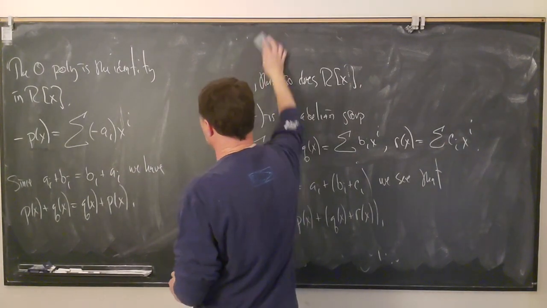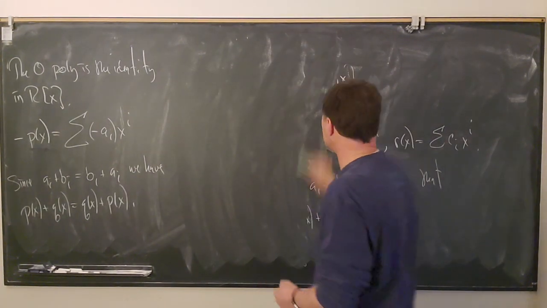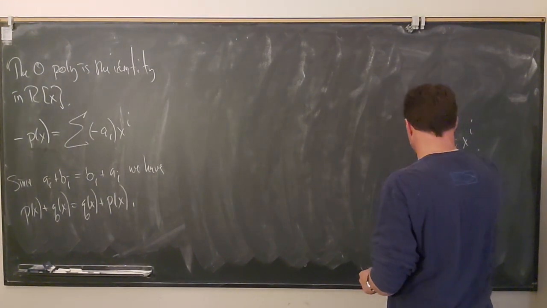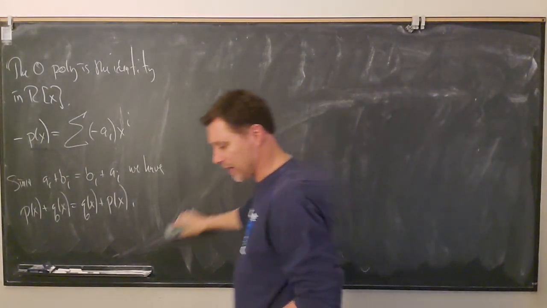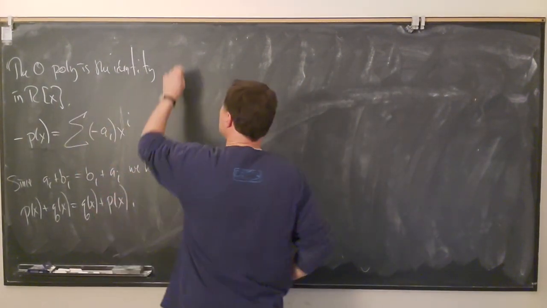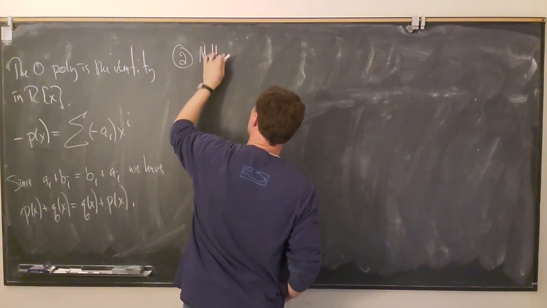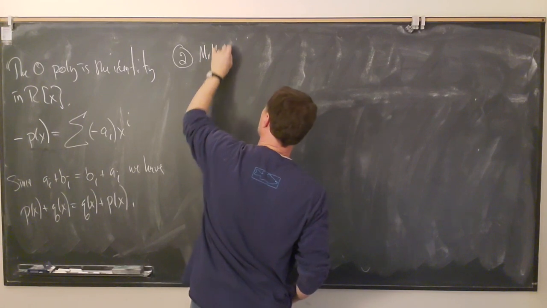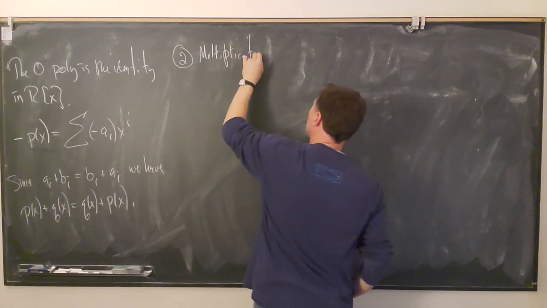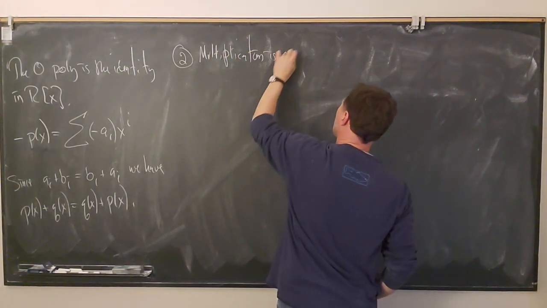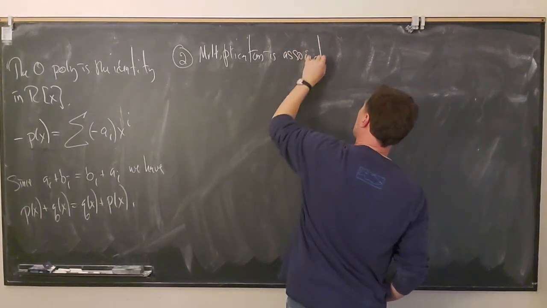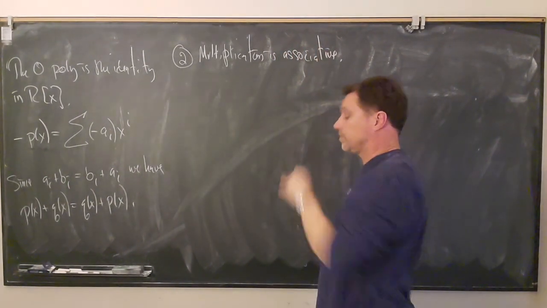All right, we're trying to show that we've got a ring, so now we need to verify associativity of multiplication. And that's, you just got to grind it out. So the next step, multiplication is associative.